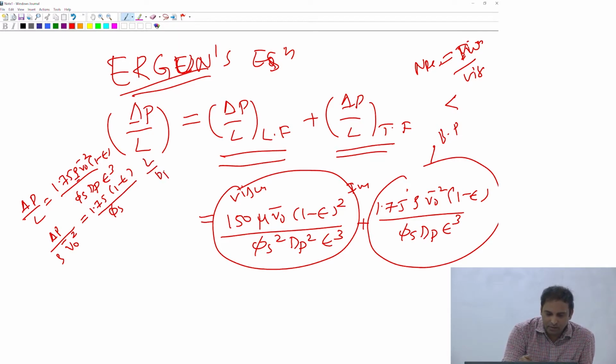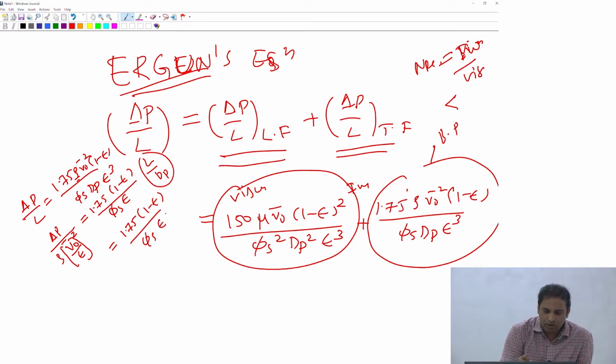I will write it as L by dP. I have also taken the epsilon cube to the other side, and I am going to take V naught bar square divided by epsilon to this side. So I am going to end up with something like this: 1.75 into 1 minus epsilon into phi s into epsilon into L by dP.